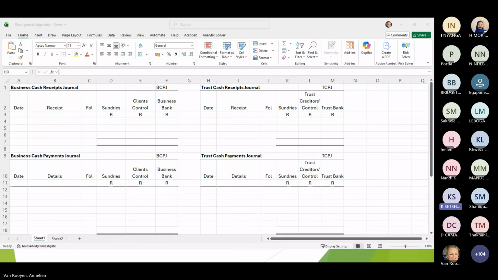The business cash payments journal. Just say again, business cash payments journal. Perfect. So on the 1st, and please work with me, on the 1st, office rent.